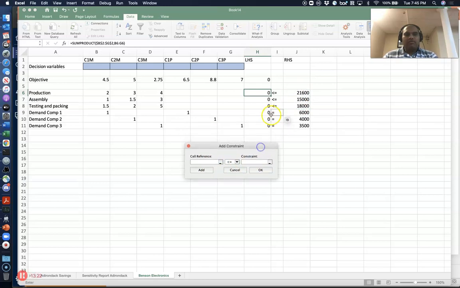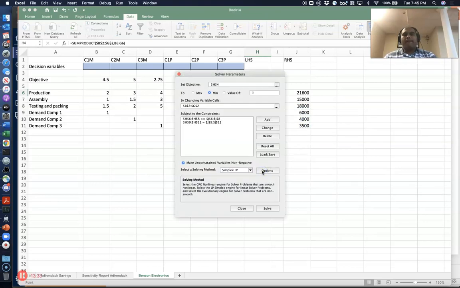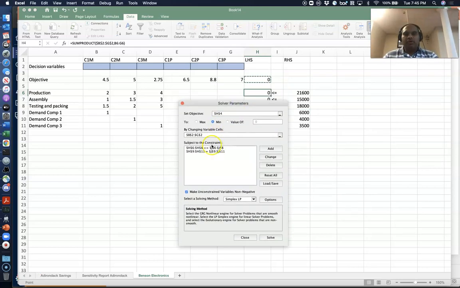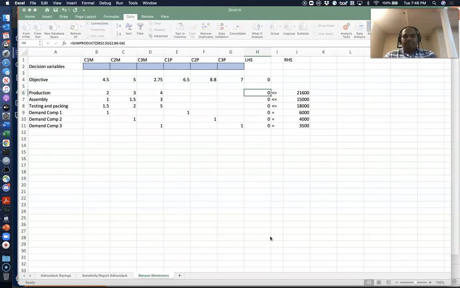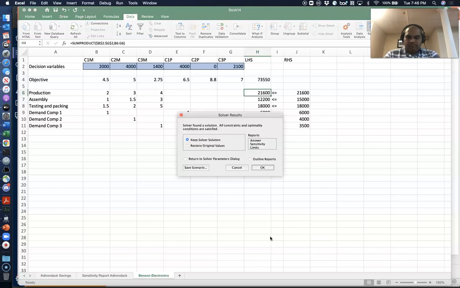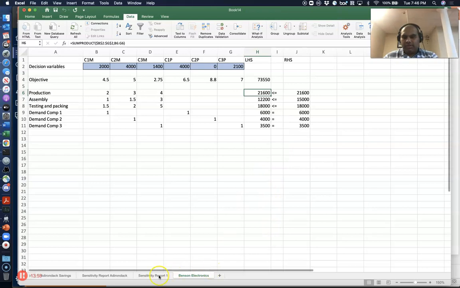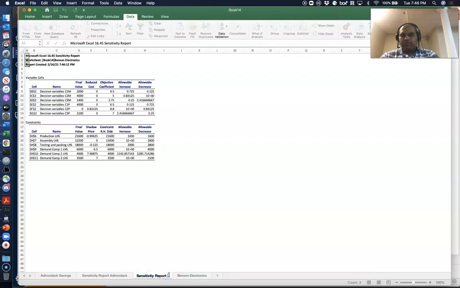And then of course the 3 equal to constraints: H9 to H11 equal to J9 to J11. It's a cost minimization problem. Our objective is in H4. We'll have 3 less than or equal to constraints, 3 equal to constraints, and we click on solve. All right, so I'm going to generate the sensitivity report because we need it. This is the sensitivity report for Benson. And I'm going to put it after.